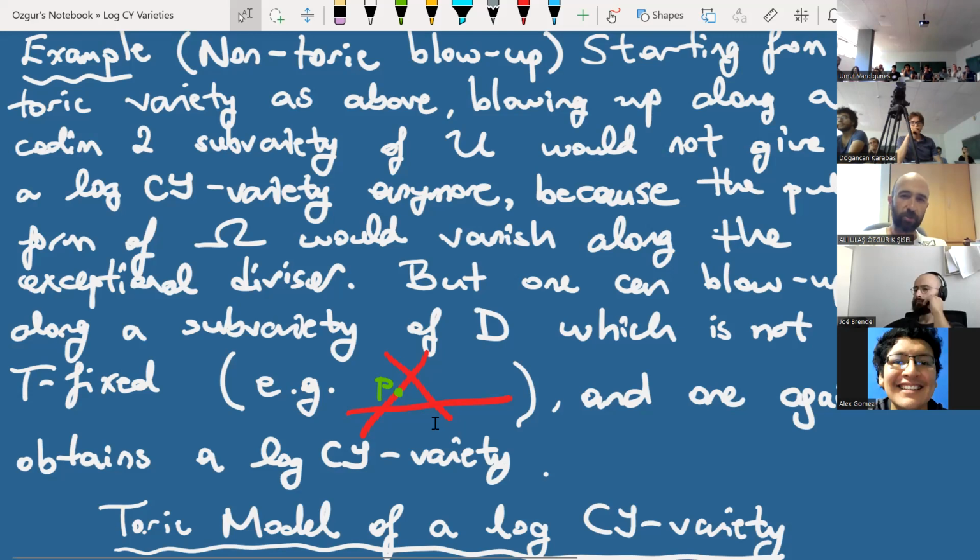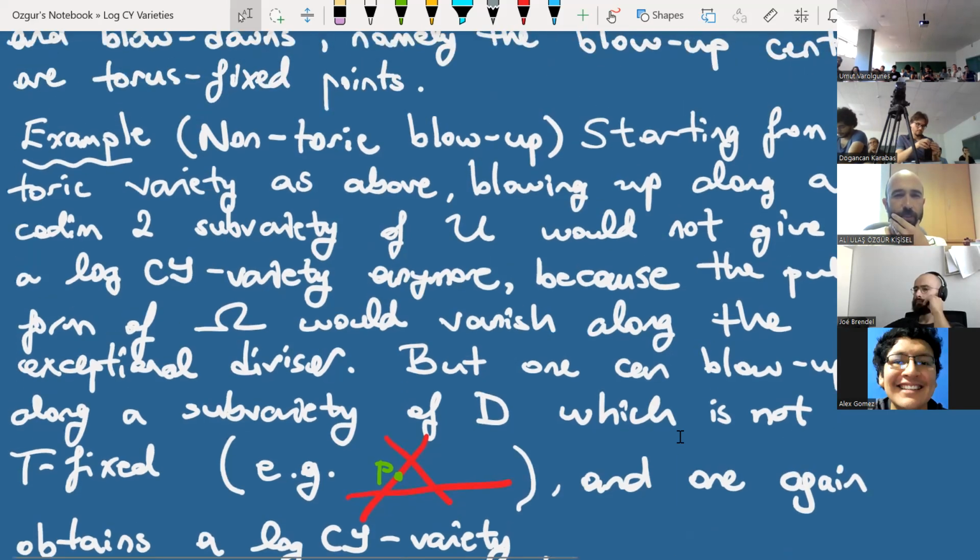Yeah, it should be the strict transform, it should be the strict transform. That's right. Maybe it's good to say it from the beginning so people are not lost, because it's important for the data. Yeah, so let's repeat that.